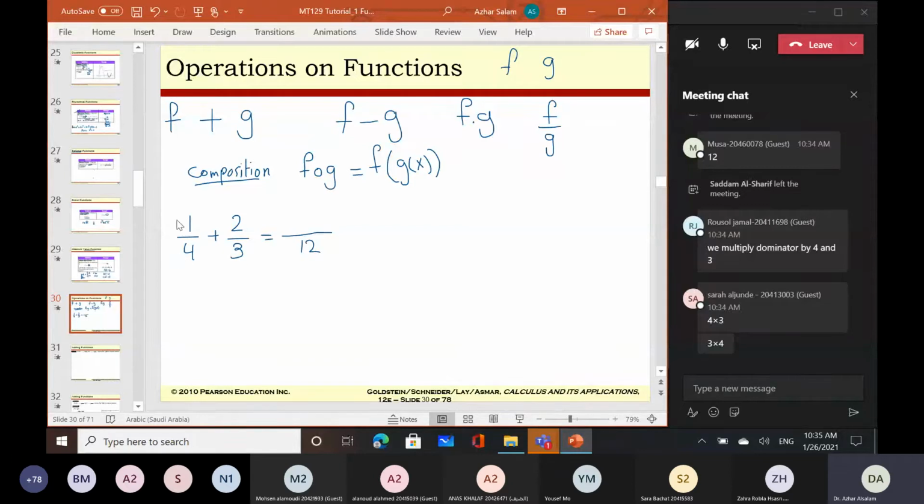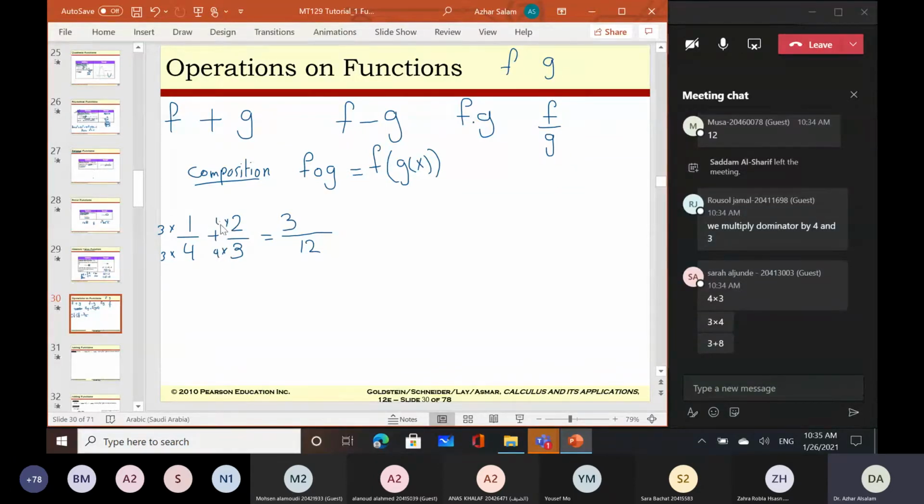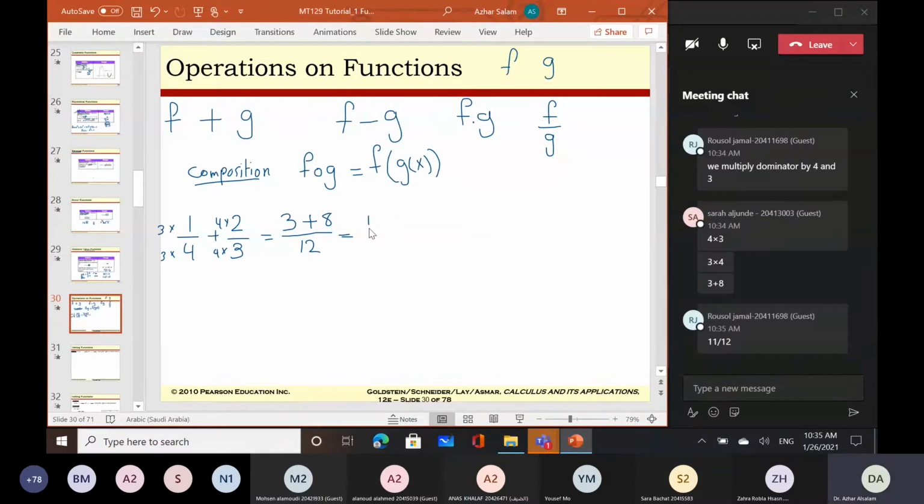Here I multiply by 3, so here by 3. It will be 3 multiplied by 1. Here I multiplied by 4, so also the numerator by 4. 4 multiplied by 2 is 8, plus 3 gives 11 over 12. It can't be simplified more, so this is the answer.